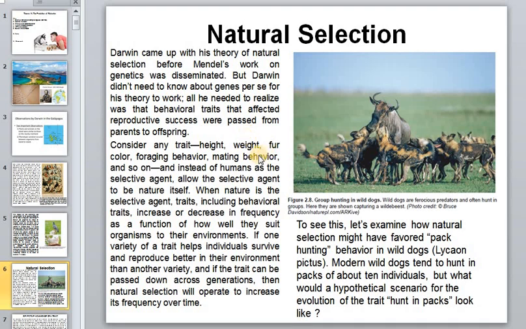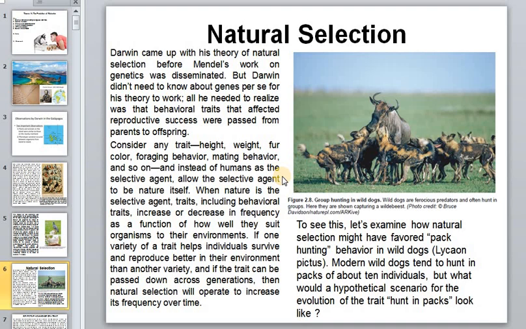All he needed was to realize that behavioral traits that affect reproductive success will be passed from parents to offspring, and we can consider any trait: height, weight, even fur color, and so on. And instead of humans, the selective agent is nature itself.